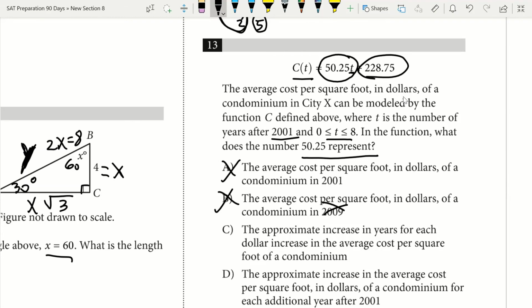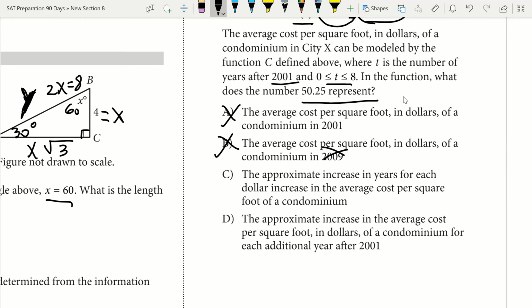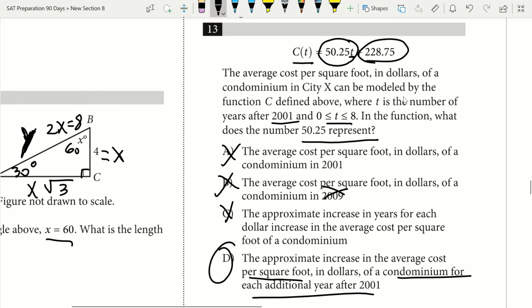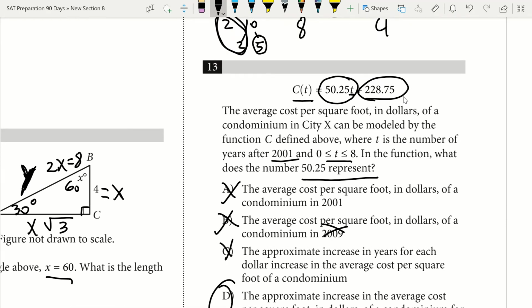So B is incorrect. C, the approximate increase in years for each dollar increase in the average cost per square foot. No, it's not the approximate increase in years for each dollar increase. It is D, the approximate increase in the average cost per square foot in dollars of a condominium for each year after 2009. Because as T increases by 1, our cost will increase by 50.25.